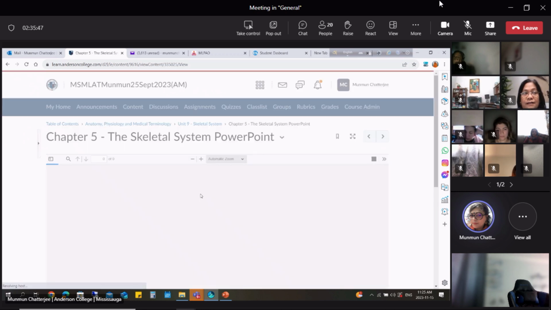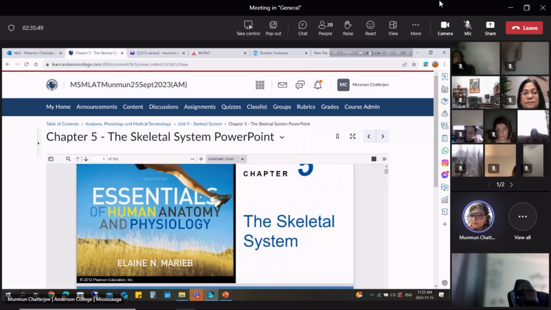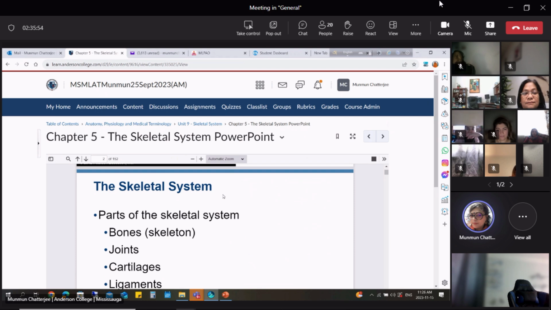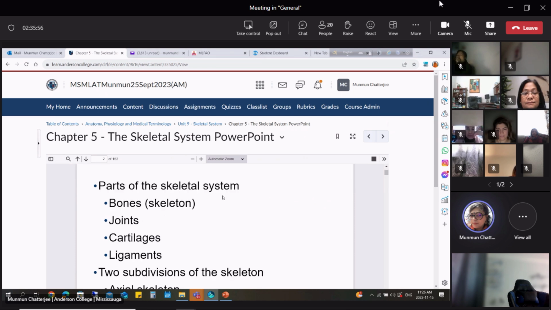Okay, let us go to the skeletal PowerPoint. Skeletal system. What does skeleton mean? It's bones, joints, cartilage, ligaments. These are the parts of the skeletal system. We have bone, we have joints, we have cartilage.